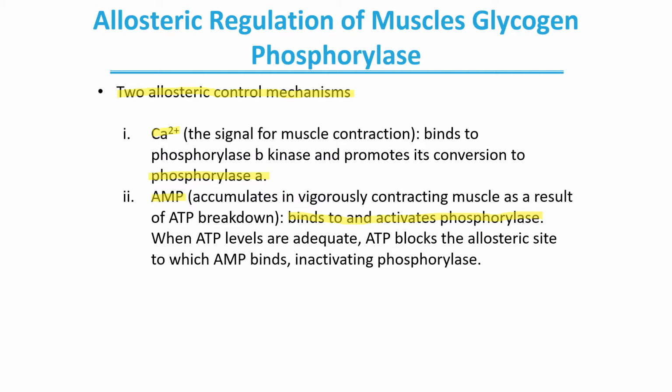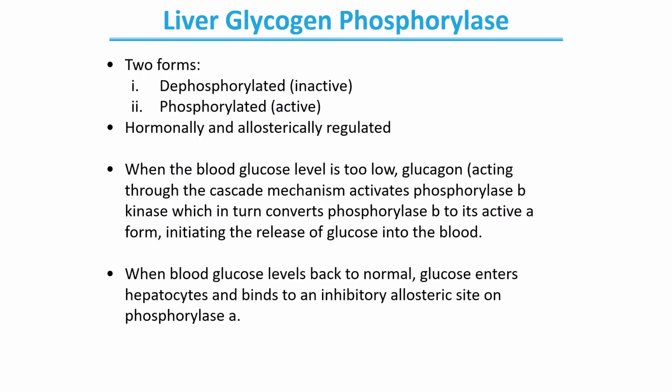In a nutshell, simply remember that these two molecules, that is calcium ions, Ca2+, and the AMP molecule, are what we call the allosteric activators of the glycogen phosphorylase enzyme. So these two are activating the enzyme allosterically.